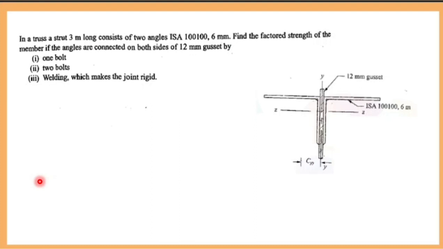Find KL by r. What do you mean by r? Radius of gyration. Can you get it directly from the steel table? No, you cannot get it. You will get only the angle section radius of gyration. You have to find the moment of inertia I and check the least moment of inertia. If you take root of I by A, you will get r. By that you can find it.